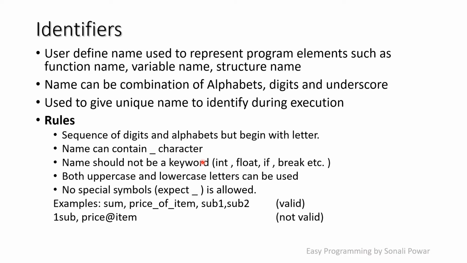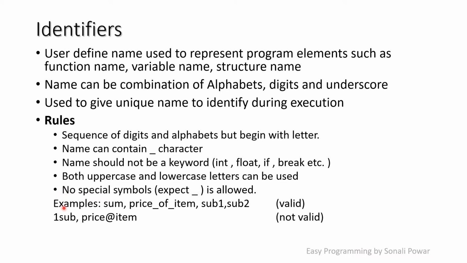What is meant by keyword? A keyword is a word whose meaning is already defined by the C language. These are keywords: int, float, if, break. There are 32 keywords present in the C language, and those keywords cannot be used as the name of an identifier. Next, both uppercase and lowercase letters can be used. And the last rule is that other than underscore we cannot use any special symbols in an identifier name.